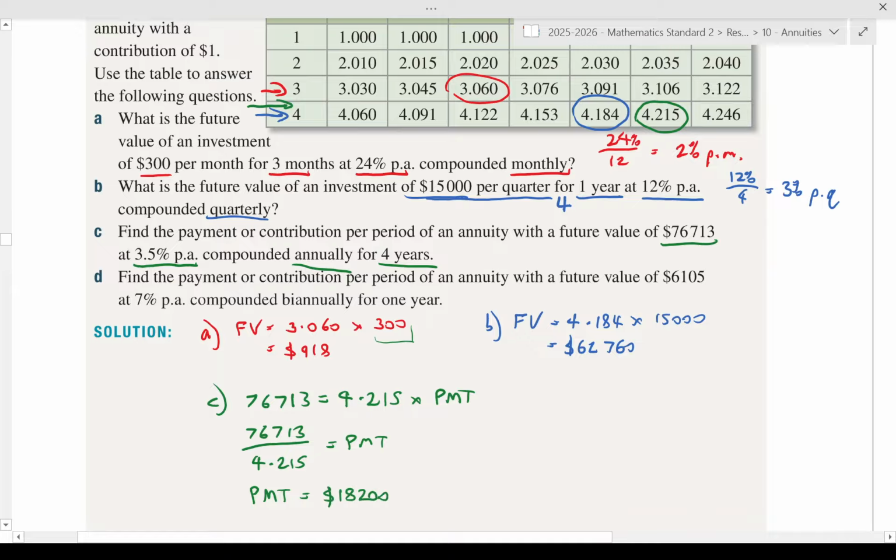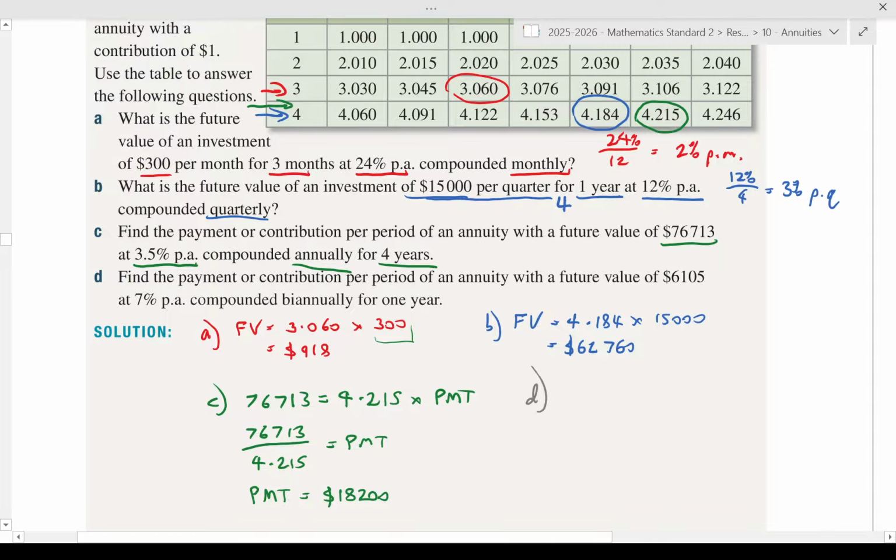And so we would work that out, and that would give us a PMT, or our payment, of 18,200. So in other words, we would have our 18,200 in there that is then invested, and we're getting the 4.215 times it to get the 76,000. So the future value would be 76,000. And question D.